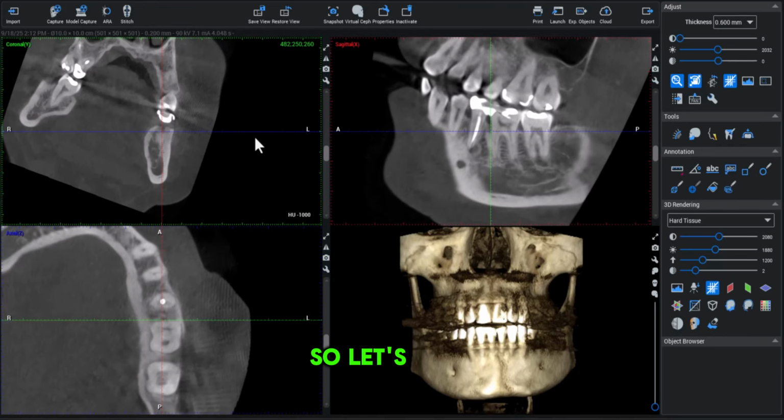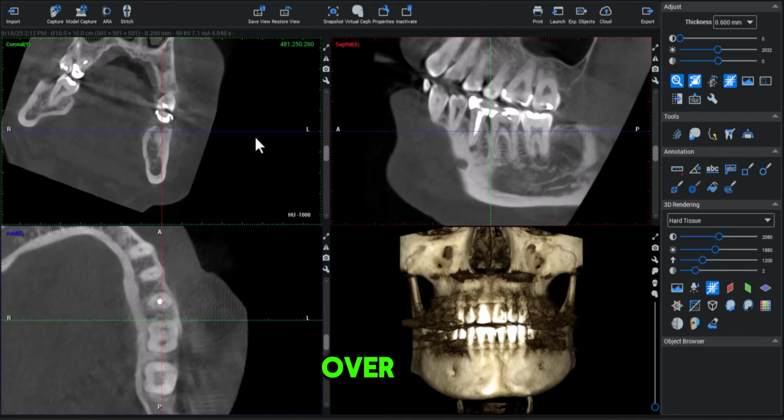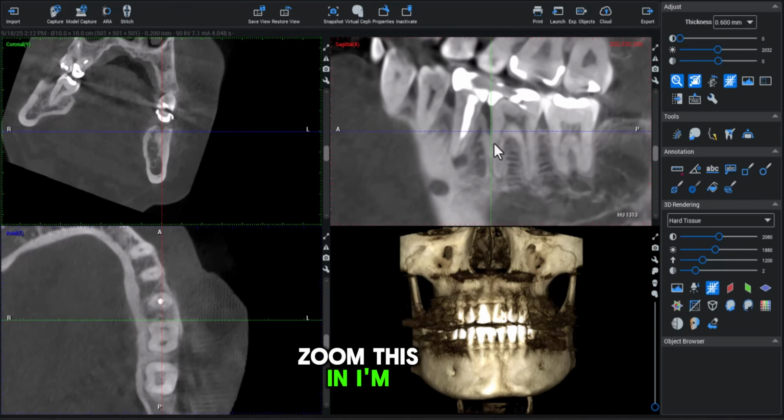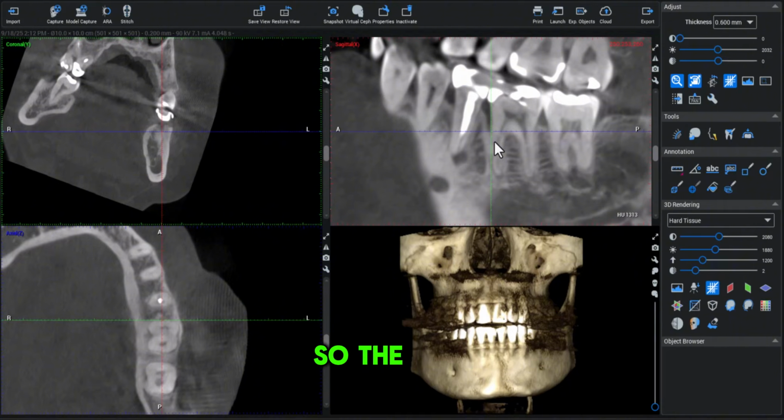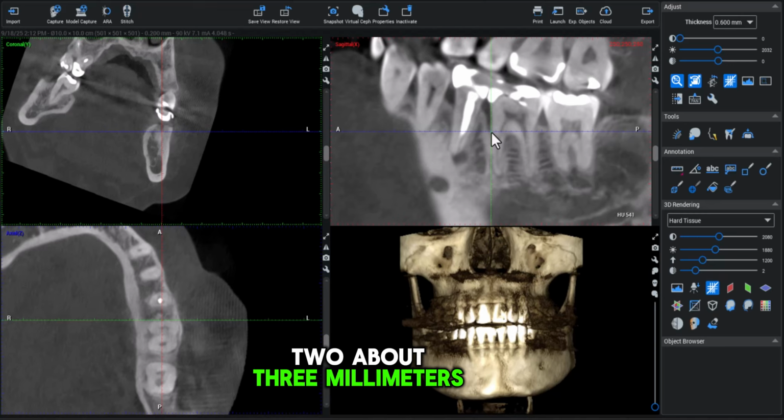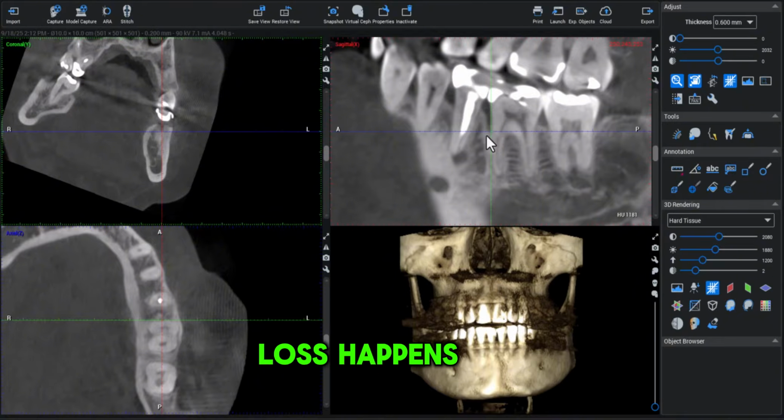So I'm going to slide this back over, zoom this in, and raise this up. The vertical root fracture of the bone used to hit the tooth about here. Now it is here. So we've got 1, 2, about 3 millimeters of bone loss where the vertical root fracture is.